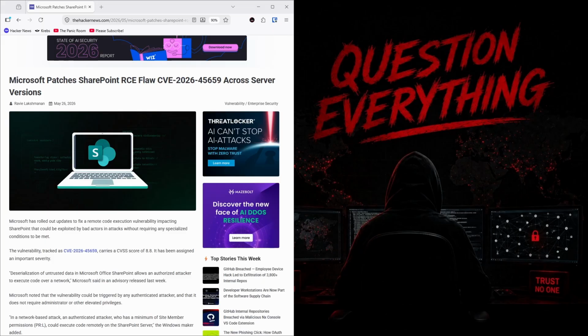Even if something is rated less likely to be exploited, history has shown us that attackers absolutely love going after collaboration platforms and systems that are deeply integrated into business operations. So if you're running on-prem SharePoint, it's definitely worth checking your patch levels.